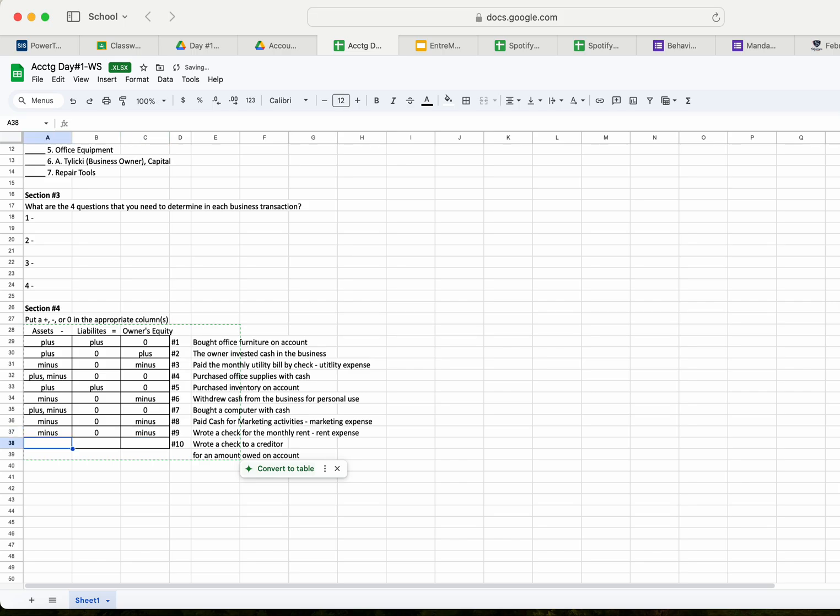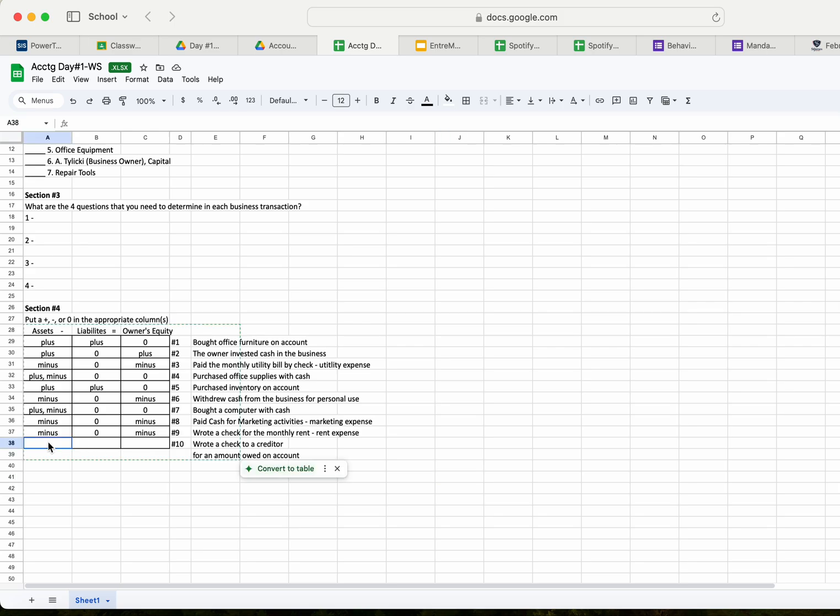All right, on to number 3. We wrote a check to a creditor for an amount owed on account. What did we gain? Nothing. So we're basically writing a check to a creditor, let's say for office furniture, right? We bought office furniture on account. Now we're actually paying some of that debt off.